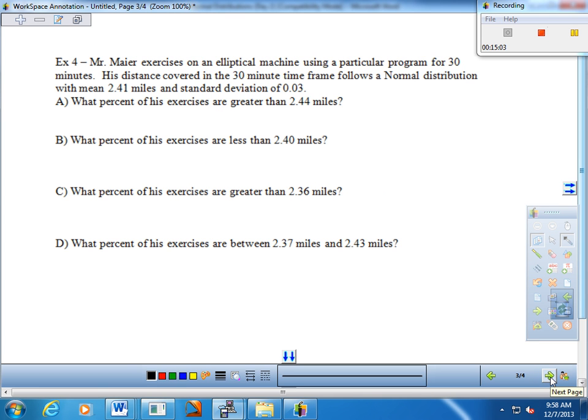Let's go ahead and try a more complete example. So I exercise on an elliptical and using a cardio program, and I go for 30 minutes. And so my distance covered in the 30 minutes time frame would follow a normal distribution. And I cover with a mean of 2.41 miles. And the standard deviation for my distance covered is 0.03 miles. So I've got my mean, standard deviation, normal distribution. I think we are ready to go.